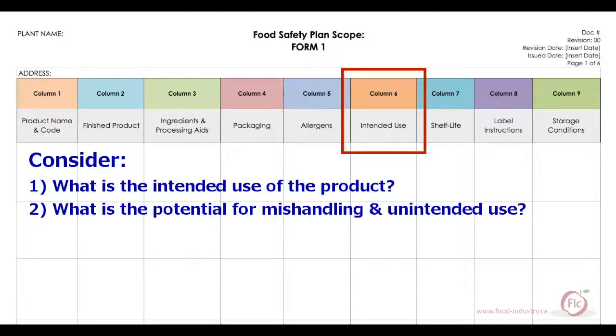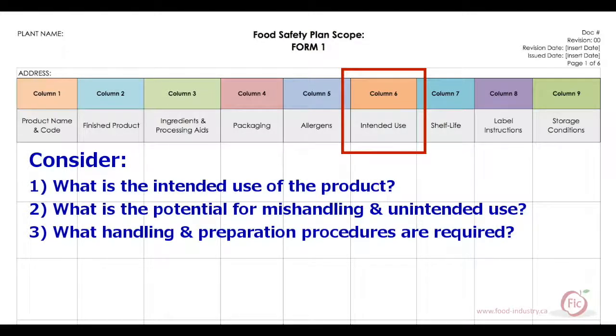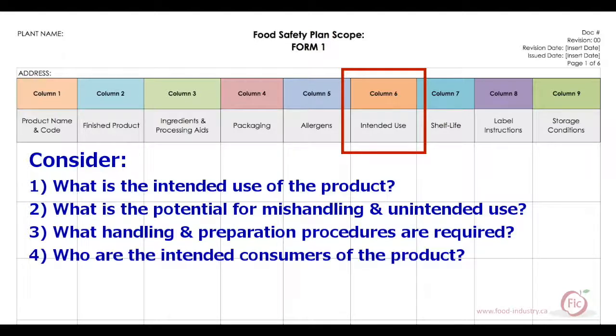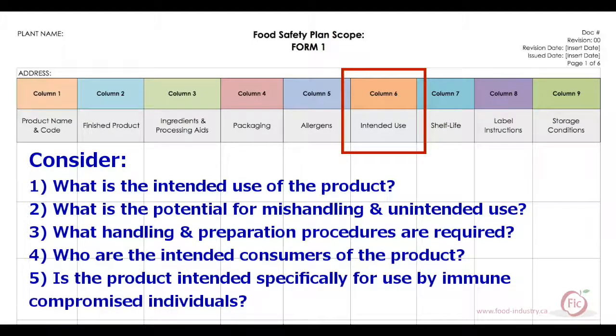2. What is the potential for mishandling and unintended use? 3. What handling and preparation procedures are required of the end users? For example, is the product ready to eat, or does it require further preparation such as reheating, cooking, etc.? 4. Who are the intended consumers of the product? 5. Is the product intended specifically for use by immune-compromised individuals or other susceptible groups? Answering these questions provides valuable information to the food safety team as they proceed to hazard analysis.